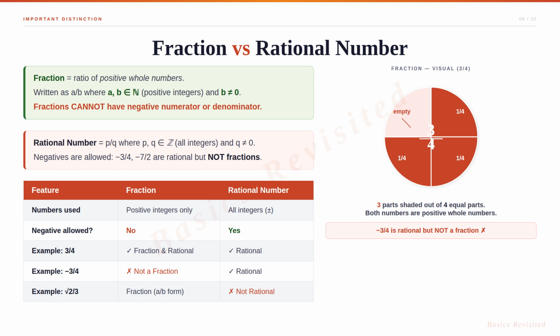rational number. The pie diagram shows 3 over 4. The whole pie is divided into 4 equal parts, and 3 parts are shaded. All counts are positive. A rational number, on the other hand, allows any integers, positive or negative, in numerator and denominator. So every fraction is a rational number, but every rational number is not necessarily a fraction. And remember, root 2 over 3 is a fraction in form, but it is not a rational number because root 2 is not an integer.